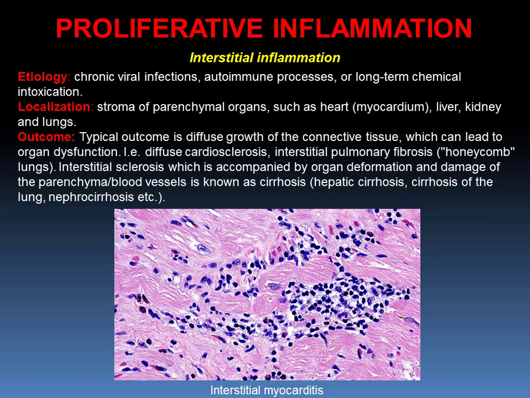Starting from interstitial inflammation, which occurs due to chronic viral infections, autoimmune disorders, or long-term chemical intoxication. Usually localized in stroma of parenchymal organs such as heart, liver, kidney, and lungs. On the photo we can see interstitial myocarditis. Macroscopically, the organ is usually not very damaged, and we can see only a slight increase in size, irregularity of blood filling, and flabby consistency.